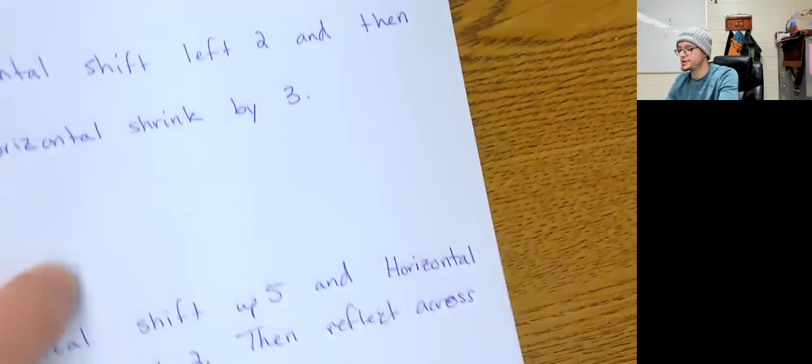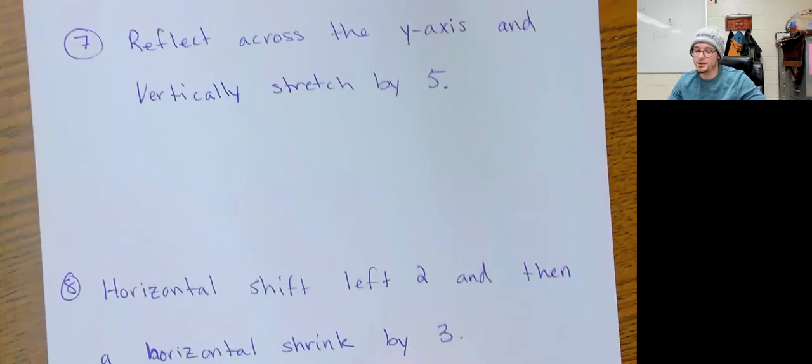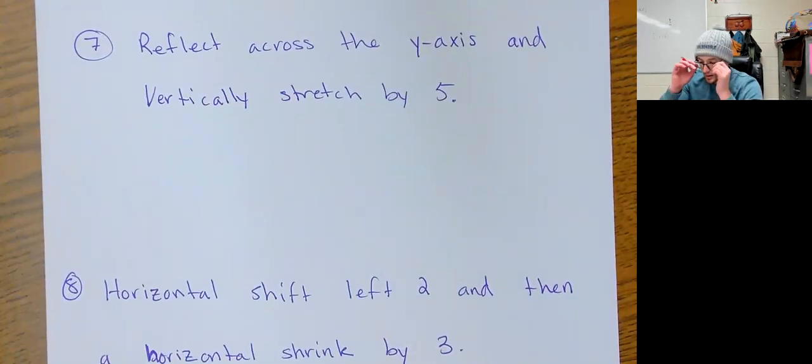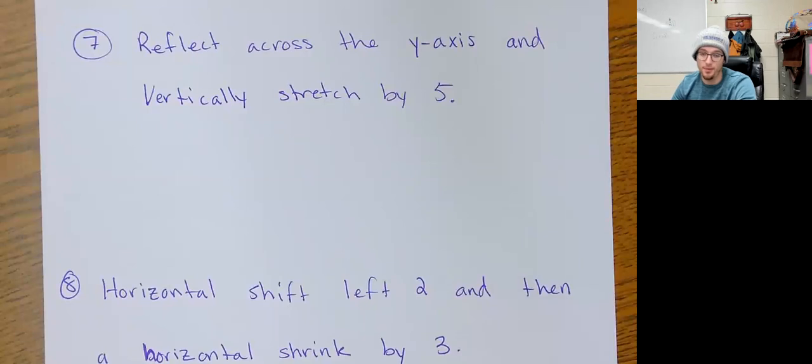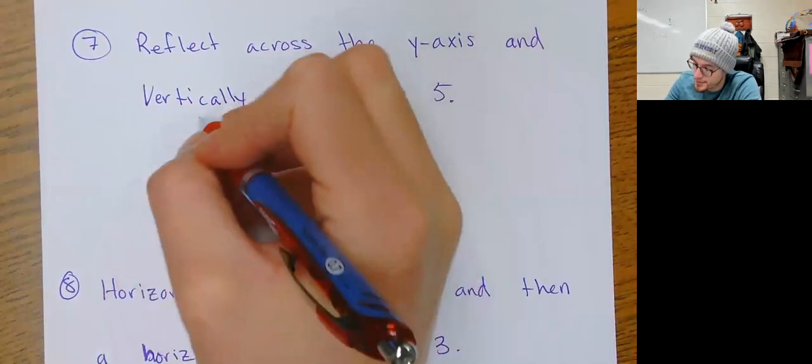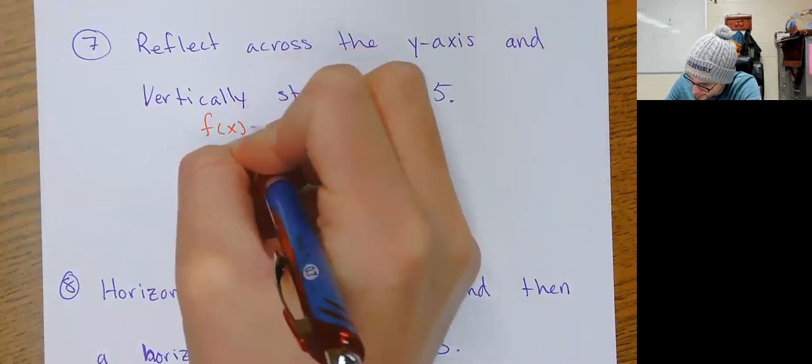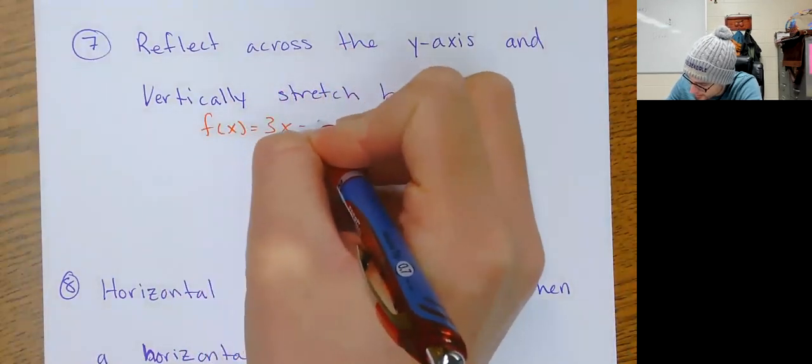I can only cover so many different variations of transformations. I mean, if you really wanted to, you could do like 10 different transformations, all to one thing, all at once. It'd be ridiculous. I'm not going to do that to any of my students ever, but you could. Okay, so we got f of x equals 3x minus 2.